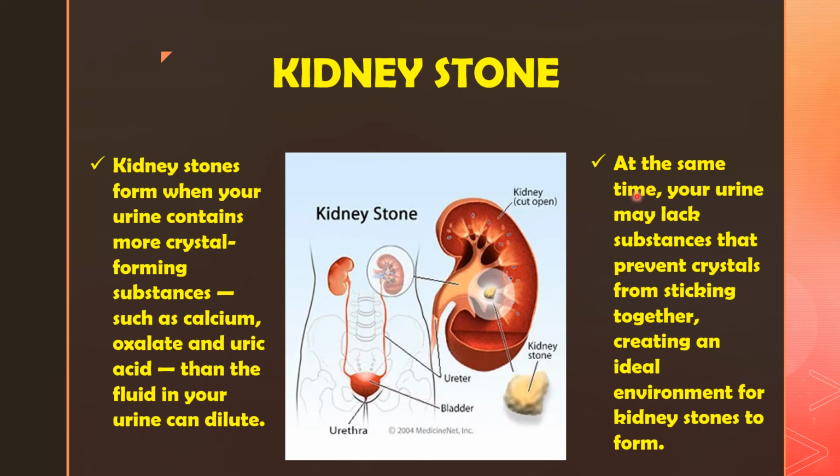At the same time, your urine may lack substances that prevent crystals from sticking together, creating an ideal environment for kidney stones to form. See, kidney stones come to the bladder through the ureters. Very small stones may pass through the ureters, causing little or no pain. However, when bigger stones block the ureters, obstructing the path of urine, it causes severe pain at the sides of the abdomen. Such complications may require surgical removal of stones.